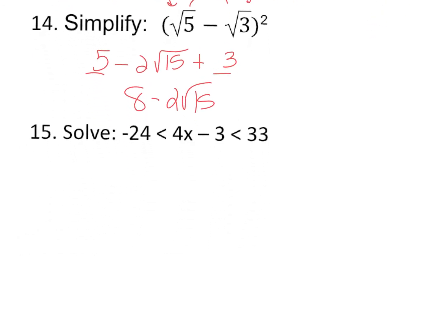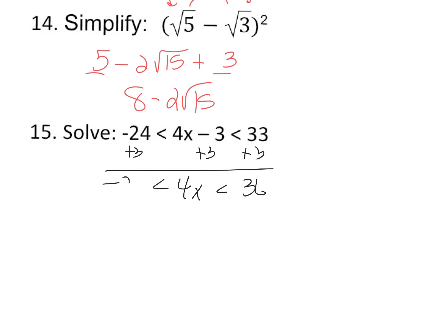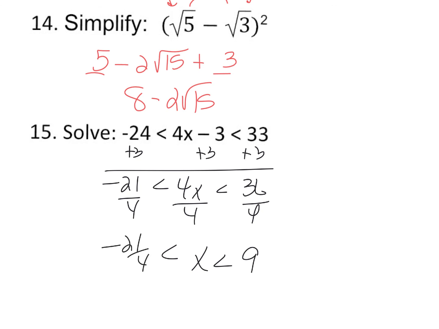And the last one, number 15, an inequality. When you solve this compound inequality, you solve all 3 sides at the same time. So you're going to add 3 everywhere. That will leave you 4x in the middle, 36 out here, and -21. And I'm going to divide all 3 sides by the 4. If I divide all 3 sides by 4, 36 divided by 4 is 9. -21 over 4, so you can't even do that. So you just stop there.